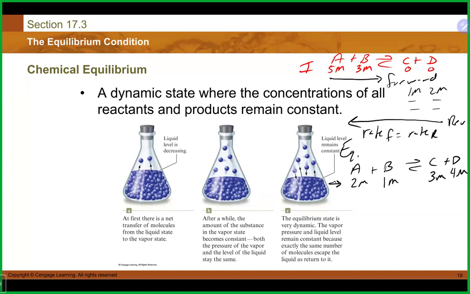The reason they're able to maintain that is because the rate of the forward direction will equal the rate of the reverse direction. So just as quick as you make products, those guys are going to come back the other way. They're just going to trade places back and forth at the same rate. And that means overall, you're not going to see a net change in the concentrations at this point. They will be able to maintain it.